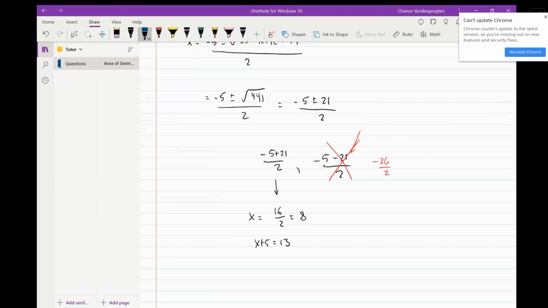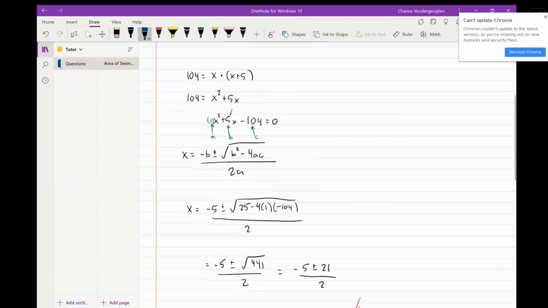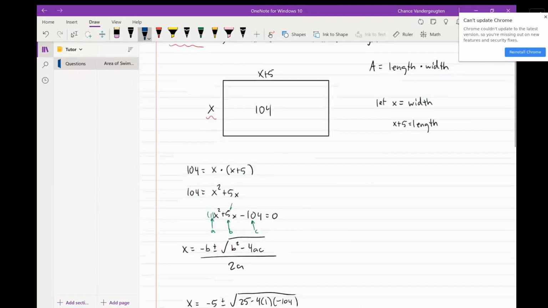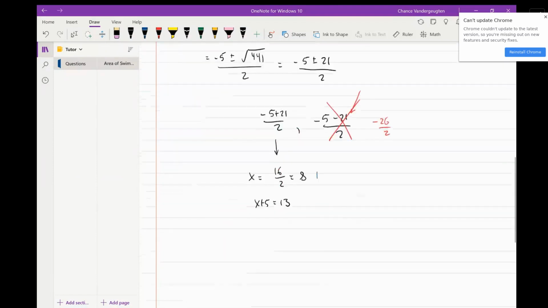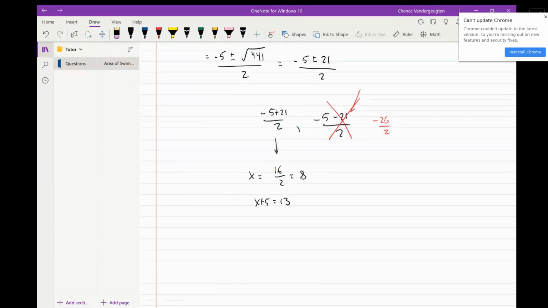So here we have length. Oh, I'm sorry. We have width, and we have the length here. And then if you just want to double check, go ahead and plug everything into the formula again.